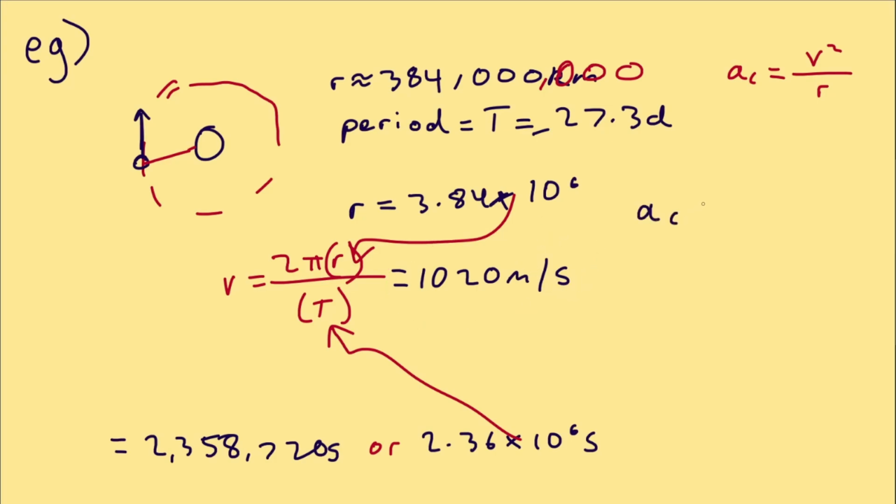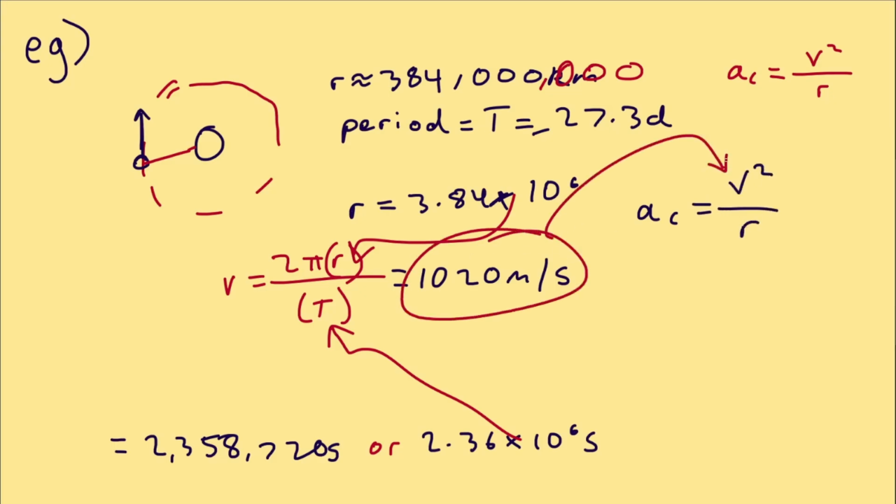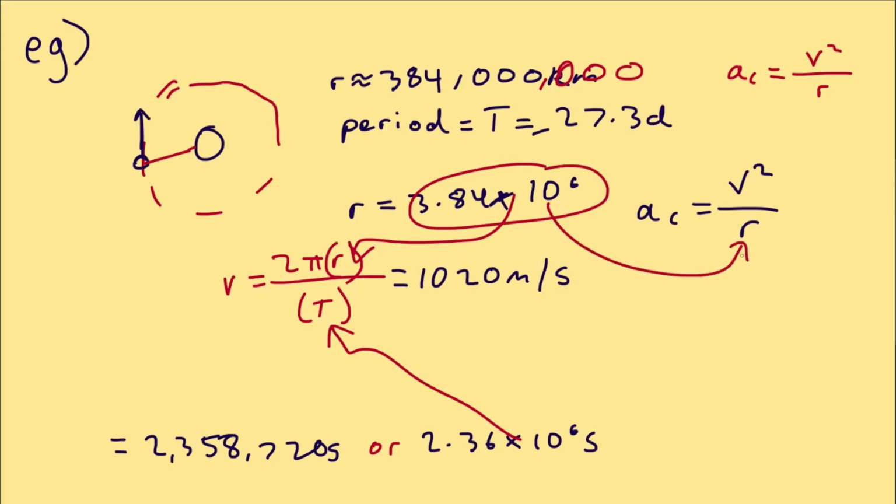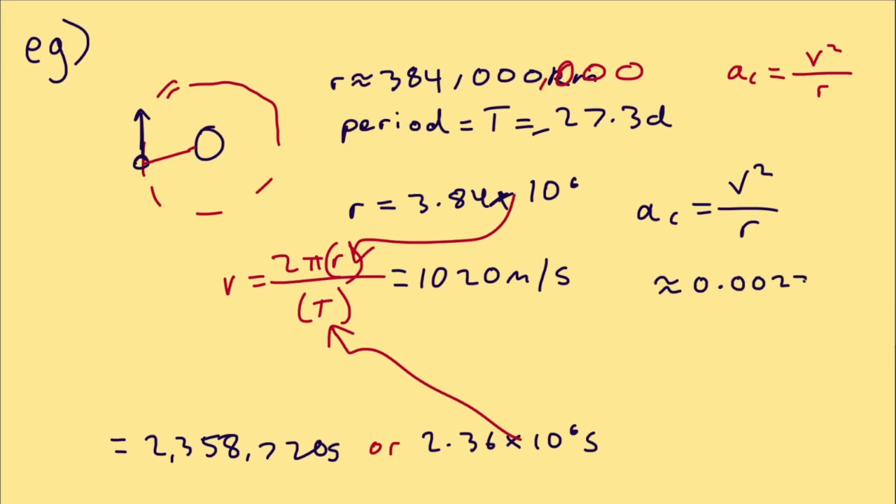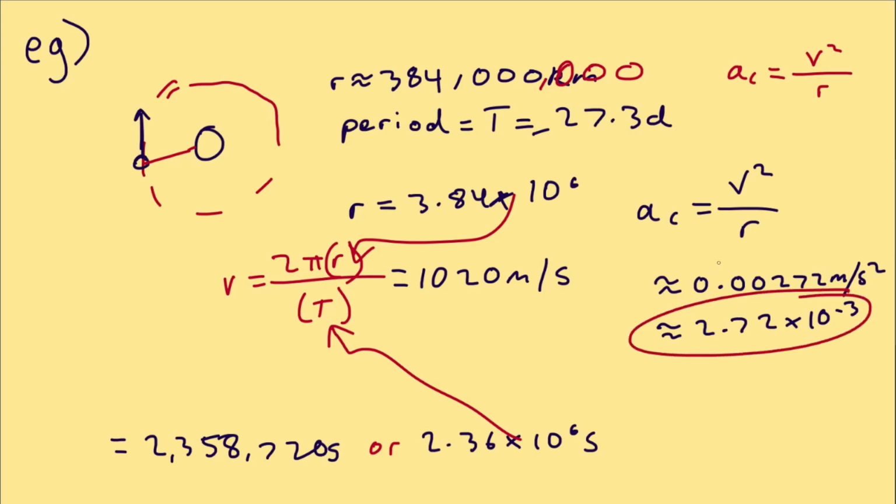Now we're ready to find centripetal acceleration. Formula is a_c is v squared over r. Put in this for v and put in this value for radius. When you plug in your values, you'll get roughly 0.00272 meters per second squared, which in scientific notation is 2.72 times 10 to the power of negative 3 meters per second squared. Now this is a very small number, and you might be surprised because the moon, as you know, is moving very fast throughout space.